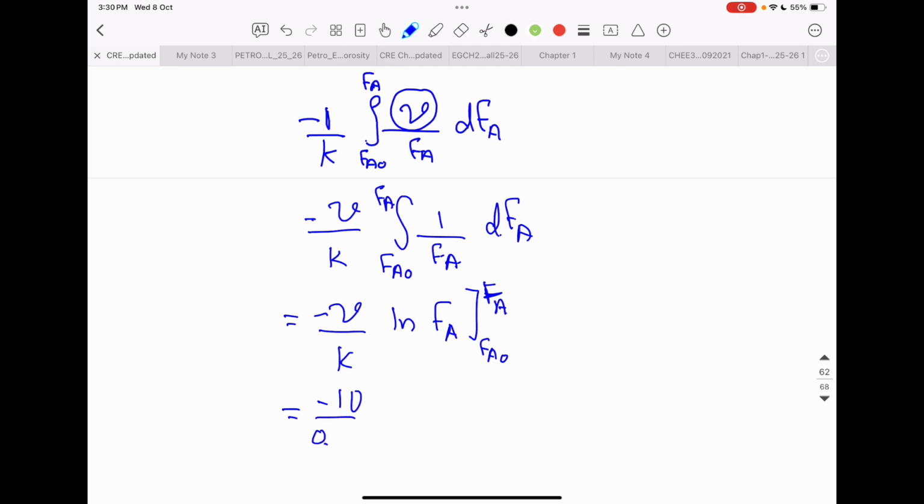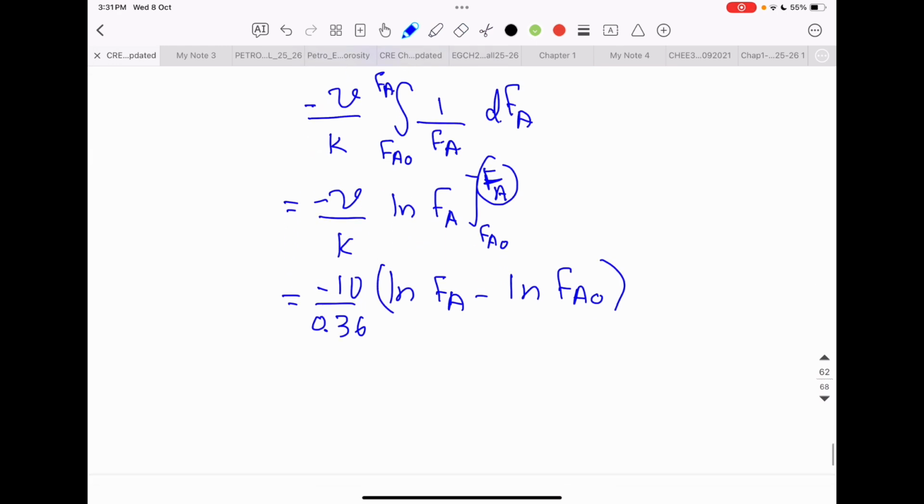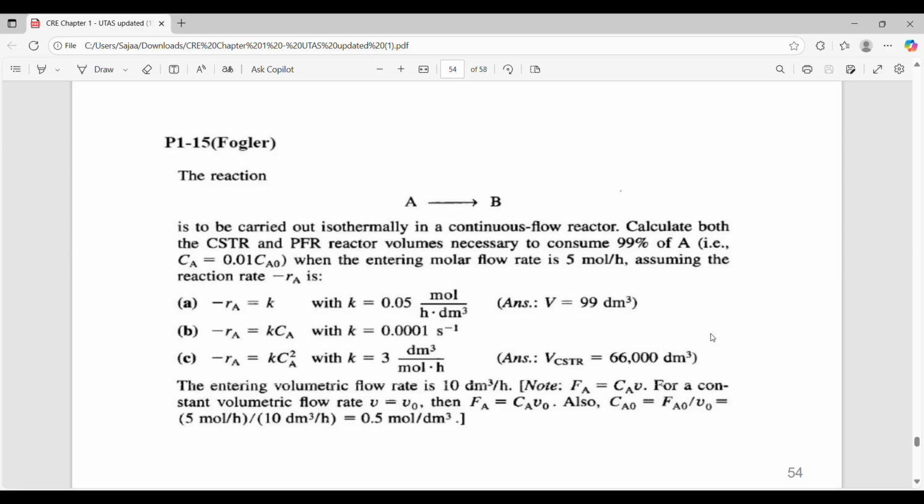Minus 10 over 3.6 ln FA, the upper limit, minus the lower one. FA is equal to 0.05, and this is 5 ln. So the answer is 127.9 dm cube. And for the third part, you can try to do it by yourself.